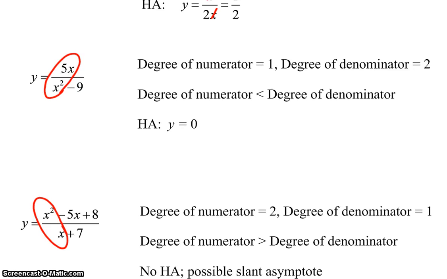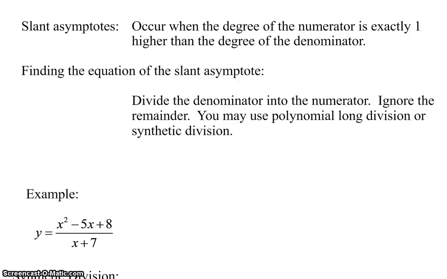Now, a horizontal asymptote is a horizontal line the graph approaches. A slant asymptote is an oblique or slanted line that the graph approaches, and these occur only when the degree of the numerator is exactly 1 higher than the degree of the denominator. If it's x cubed over x, you're not going to get a slant asymptote. If it's x cubed over x squared, there's a possibility of a slant asymptote.